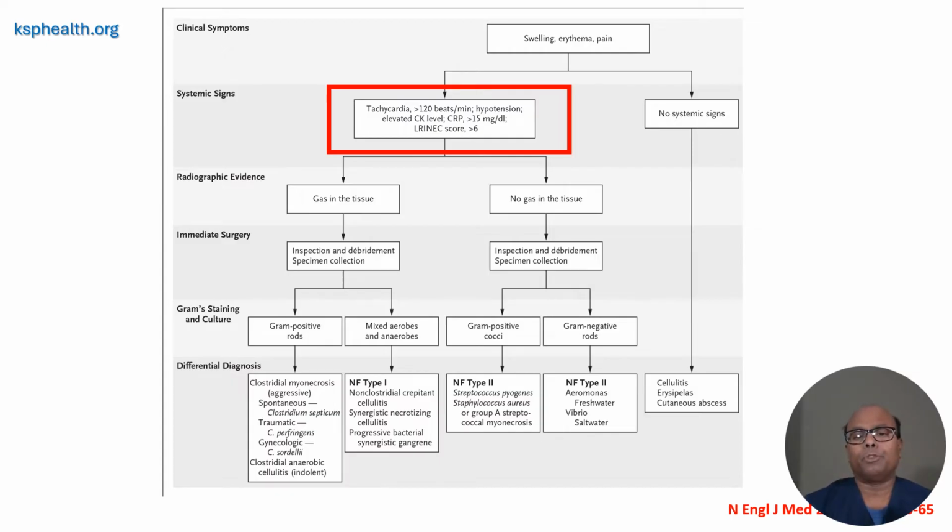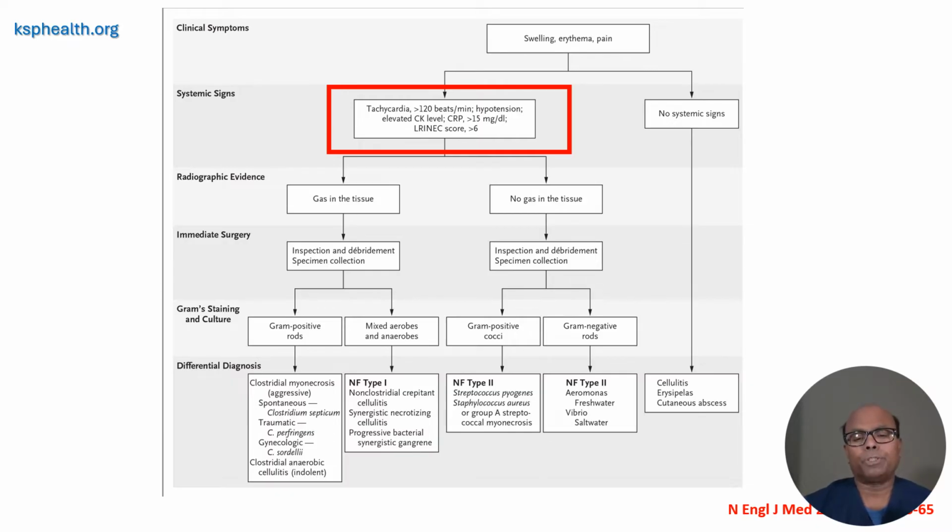This flow diagram shows how to differentiate necrotizing versus non-necrotizing. When the patient has swelling, erythema, pain, and there is an absence of systemic signs, it could be cellulitis, erysipelas, or cutaneous abscess. Even in those patients, you can continue to observe and watch whether other symptoms develop or not.